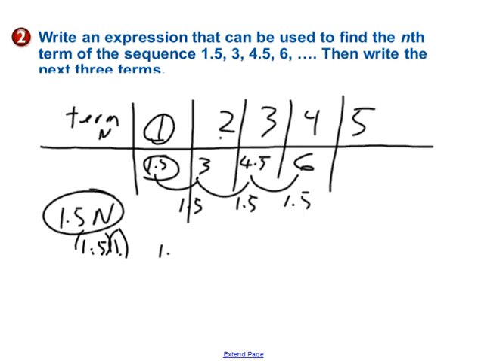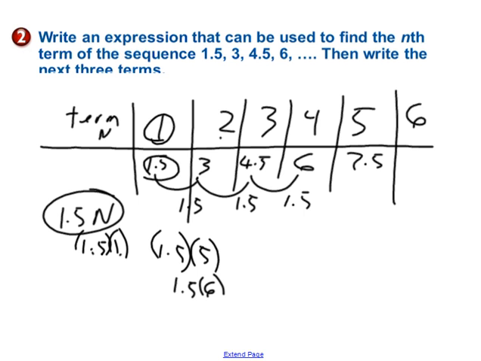If I say 1.5 times the fifth term, 1.5 times 5 is equal to 7.5. 1.5 times 6, the sixth term, would be 9. And 1.5 times 7 would be 10.5. So there's the next 3 terms.